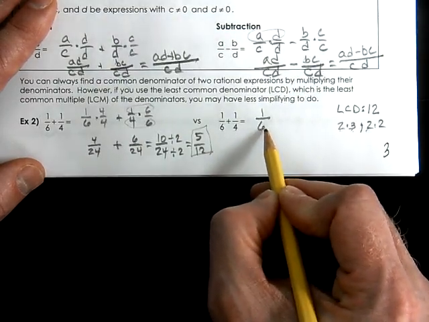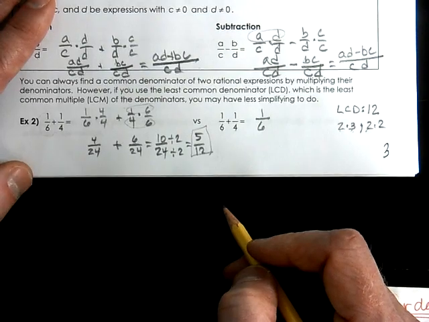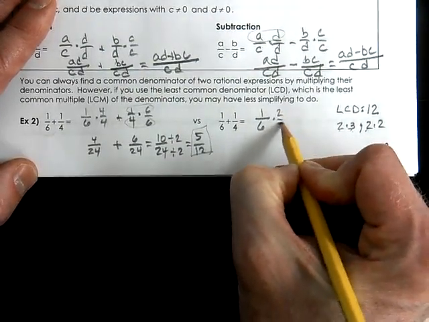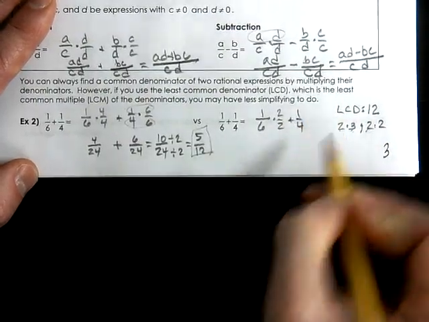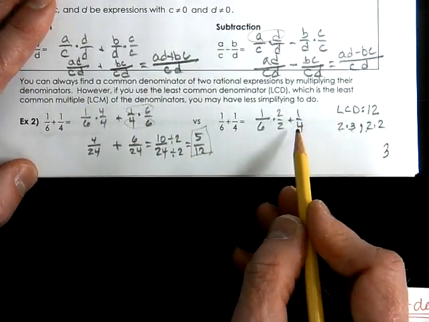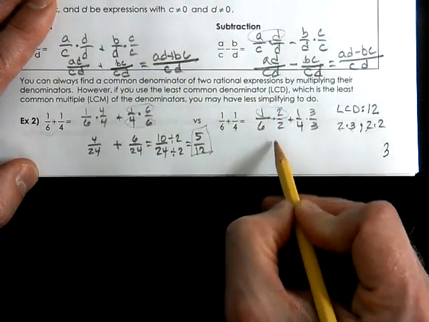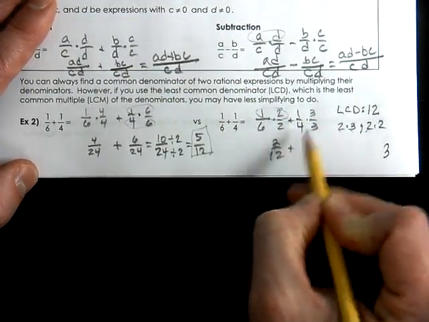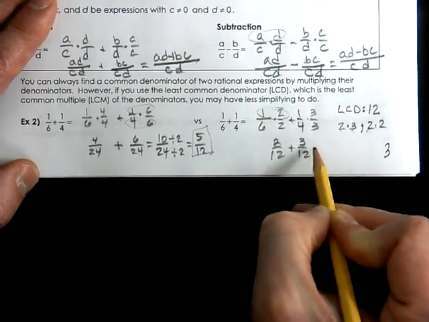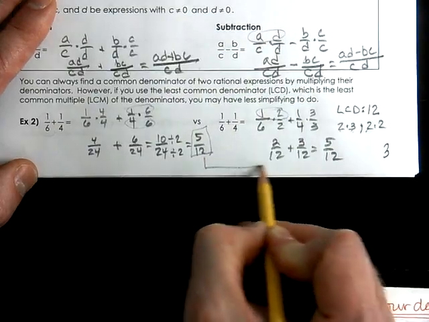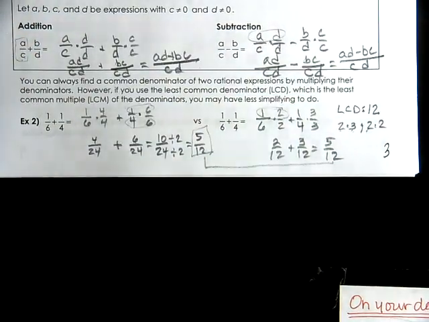So what's it going to take for the 6 to become a 12? We only had to multiply it by the 2. And what does it take the 4 to become a 12? So this becomes 2 over 12 and 3 over 12, which is now 5 over 12, which gives us the same thing. We got the same answer doing it either way.